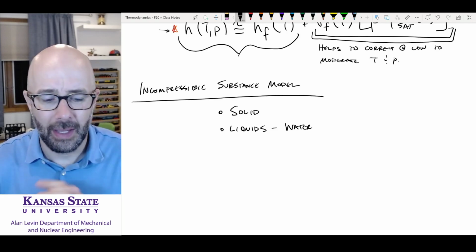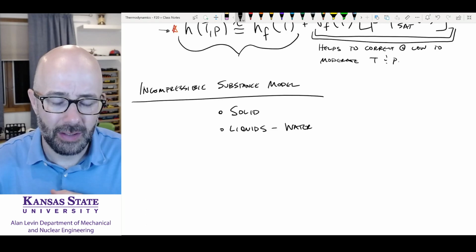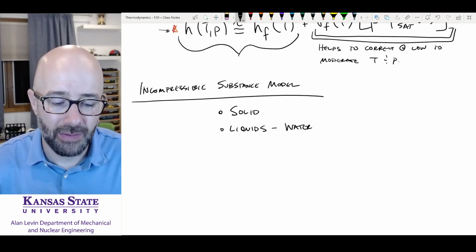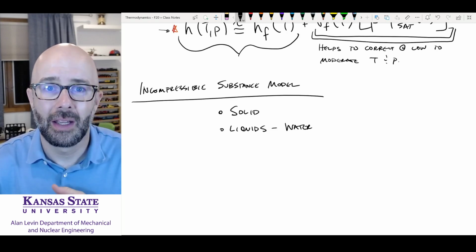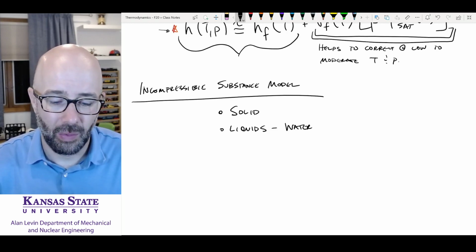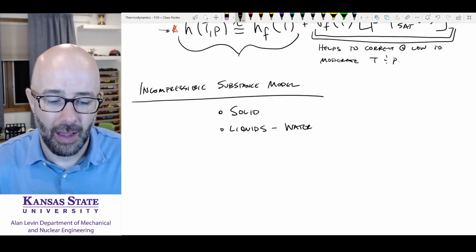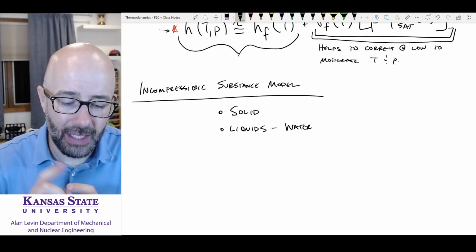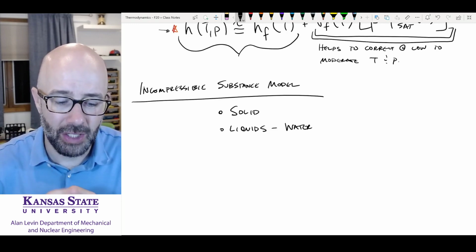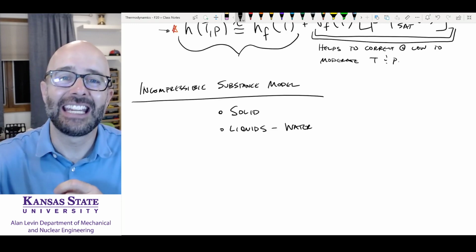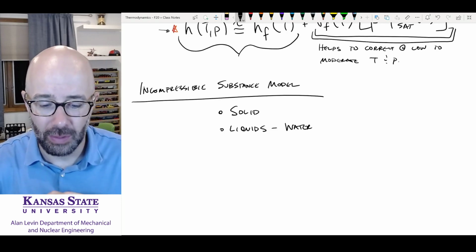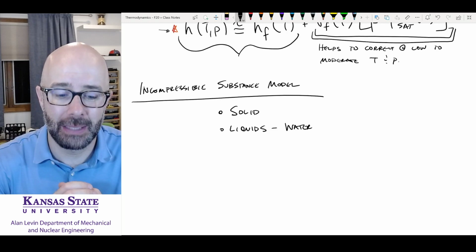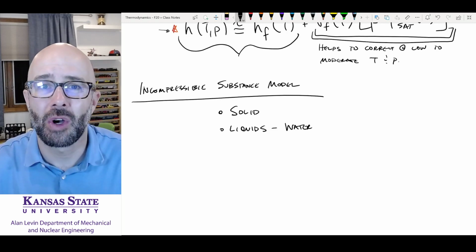So, again, when using liquids or solids, the specific volume is often assumed to be constant and will only vary with temperature. Sorry, I missed this. When using liquids or solids, specific volume is often assumed to be constant, and internal energy will only vary with temperature. I left out internal energy. Internal energy will vary with temperature, but the specific volume will not.